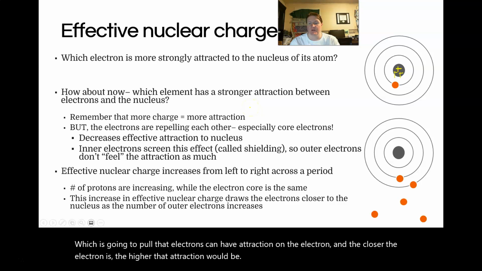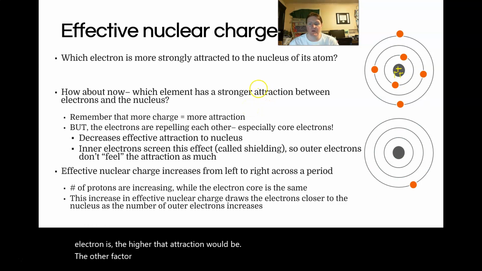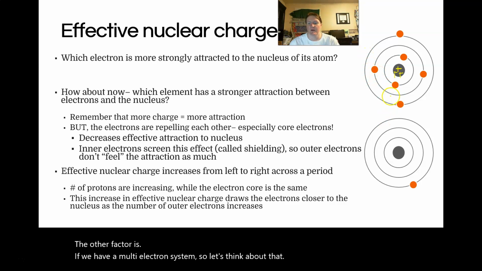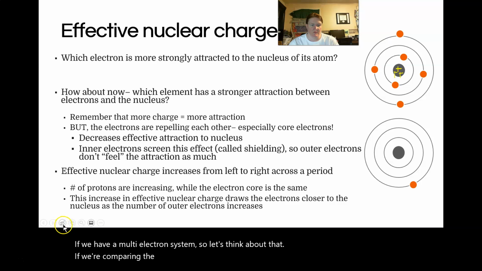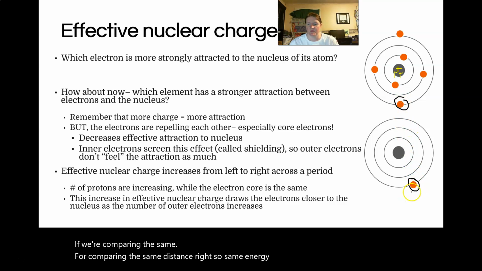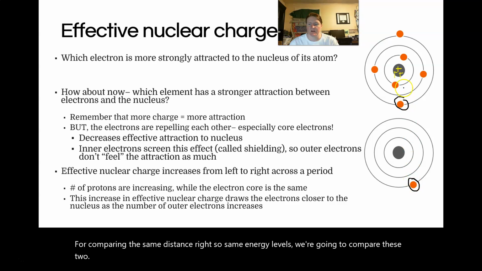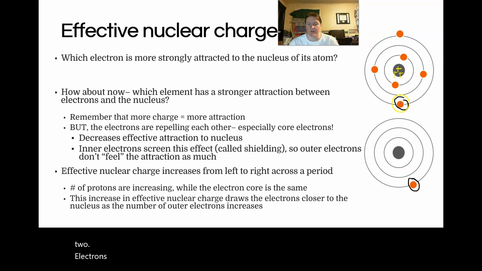The other factor is if we have a multi-electron system. So let's think about that. If we're comparing the same distance, right? So same energy levels. We're going to compare these two electrons and the pull that they're feeling.